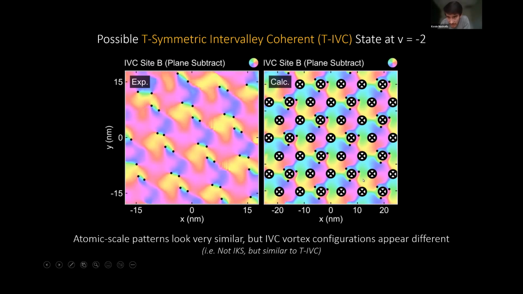So these are expected because the TIBC state is C3 symmetric, and it appears that we don't find these types of features, these vortex features in experiment. So although definitely not IKS order in this ultra low strain limit, it seems locally to be very similar to TIBC, but globally there may be something a bit different.